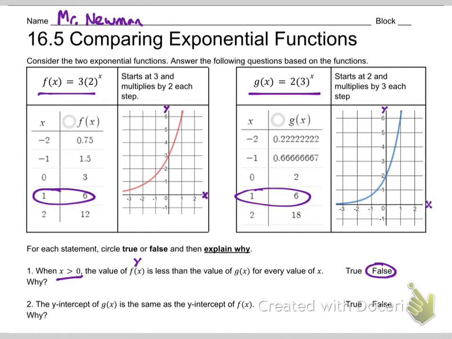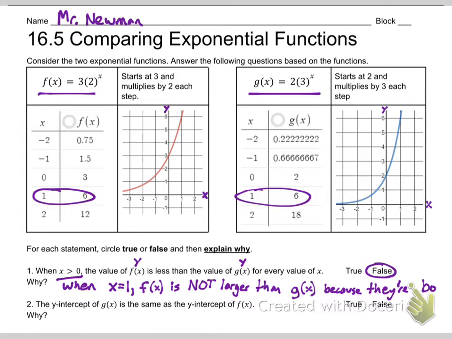And the reason is because, remember that our f of x and g of x, that's the y value here, so I'm looking at the 6. When x is 1, f of x is not larger than g of x because they're both 6. So that is an example of a good explanation. Go ahead and try the next one on your own.